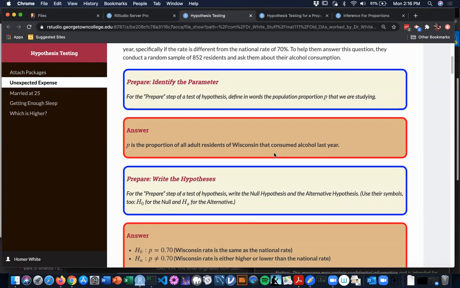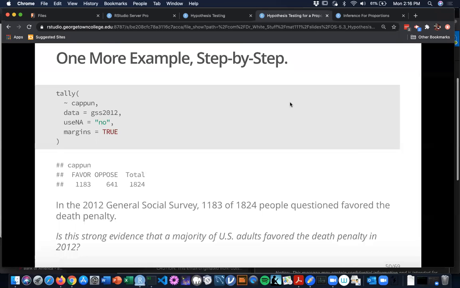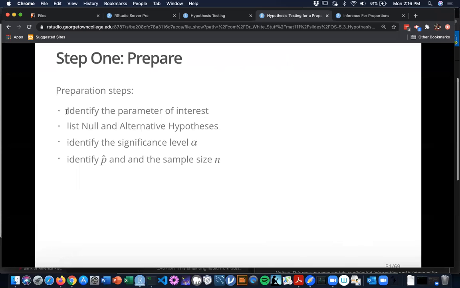Remember, in the 4 steps for hypothesis testing, the first step is to prepare. And the prepare step has these 4 sub-steps. Identify the parameter of interest, list the null and alternative hypotheses, and identify what significance level you want to work with for this problem. That's your cutoff for your p-value. If your p-value is less than alpha, you'll reject the null. Bigger than alpha, you won't. And lastly, get yourself started by at least identifying what the sample proportion is and the sample size.